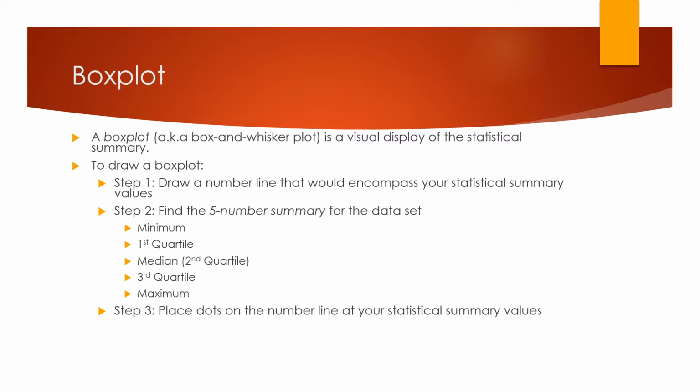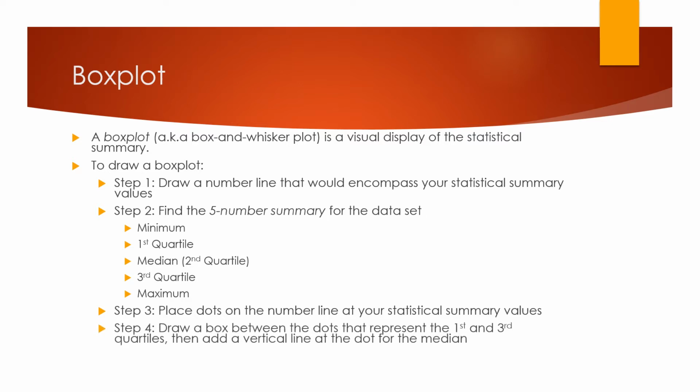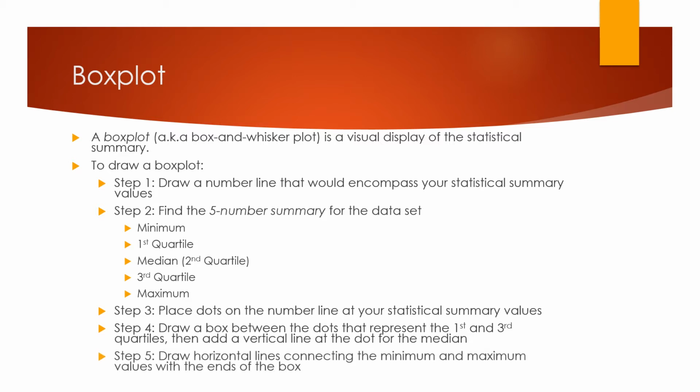The last thing you want to do is place the dots on your number line at your statistical summary values before you begin to draw your box and your whiskers. Then, the box that you'll draw will be between the dots representing the first and third quartiles. Split the box by adding a vertical line at your dot for the median. Finally, draw horizontal lines that connect your minimum and maximum values with the two ends of the box.